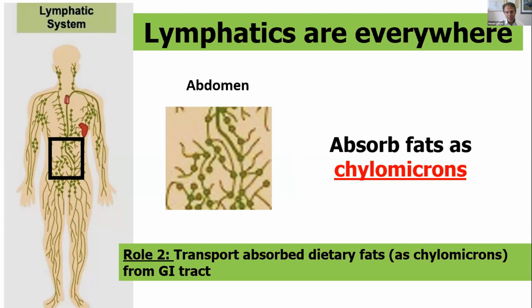The second role is that lymphatics are everywhere, including our abdomen. And there, the role of lymphatics is to absorb fats. And they do so as these things called chylomicrons, which are basically groups of fat that come together to form a globular structure. And that does not go into the blood vessels right away. It goes into lymphatics. And so the lymphatics will transport these absorbed dietary fats as chylomicrons from the GI tract, eventually back to the bloodstream. So that's role number 2.